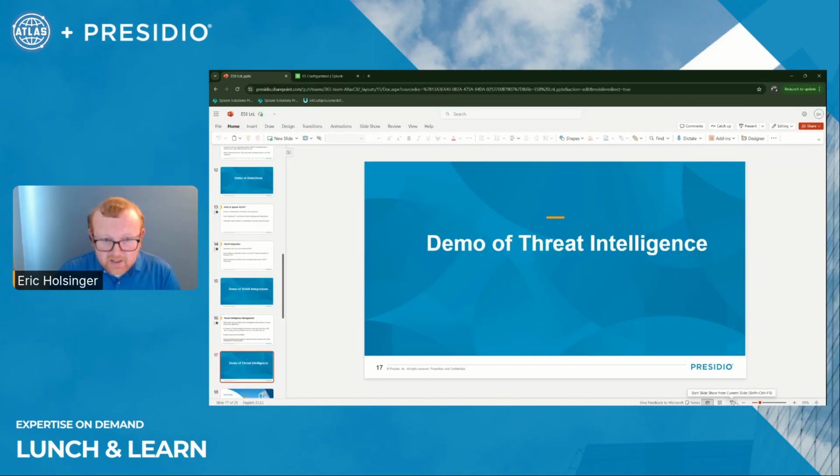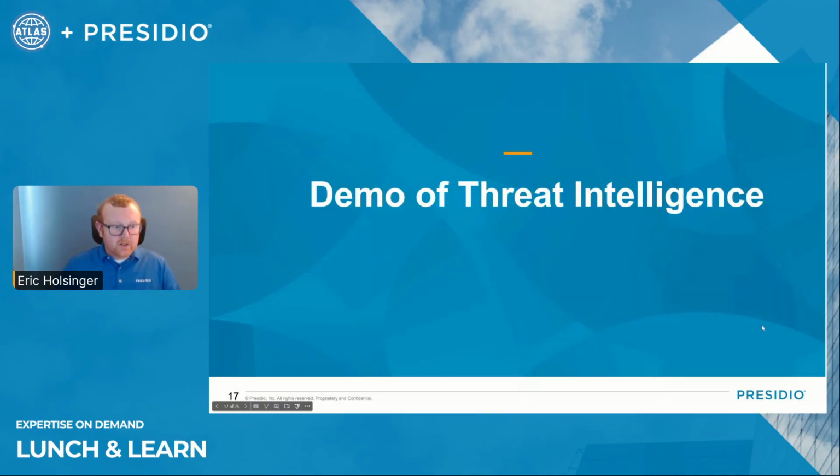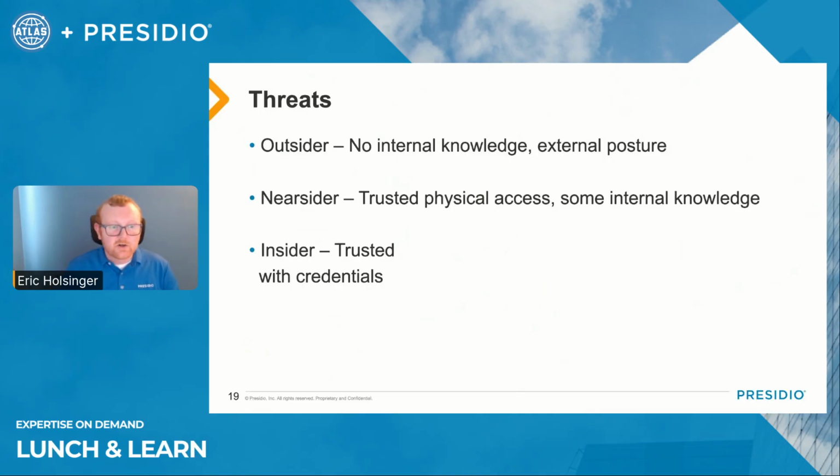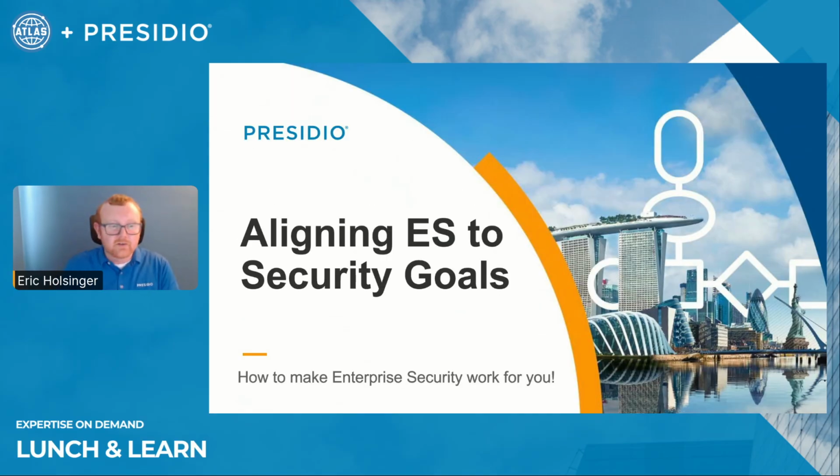All right, and so that is kind of the walkthrough of Enterprise Security 8, some of the new features, some of the ways things have changed. So we're going to go ahead and jump right into part 2 of this Lunch and Learn, and that is aligning Enterprise Security to security goals, basically how to make Enterprise Security work for you.